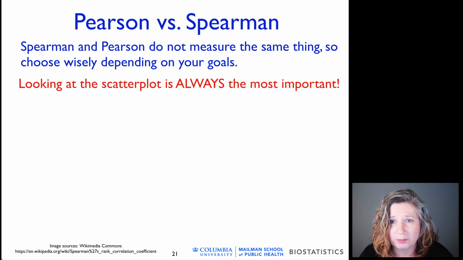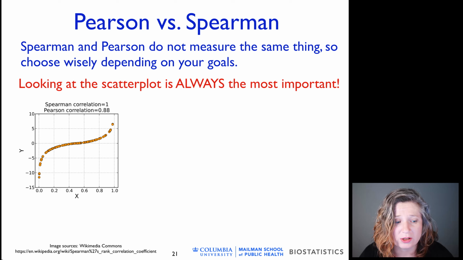Looking at the scatter plot is always the most important. So for instance, in the first scatter plot, as you can see, we have a monotonic relationship. As X increases, Y increases, but that relationship is not linear. That's why Spearman correlation correctly portrays the relationship as 1, because the relationship has no scatter around the nonlinear line, but Pearson correlation fails, and Pearson correlation says that it's a 0.8.